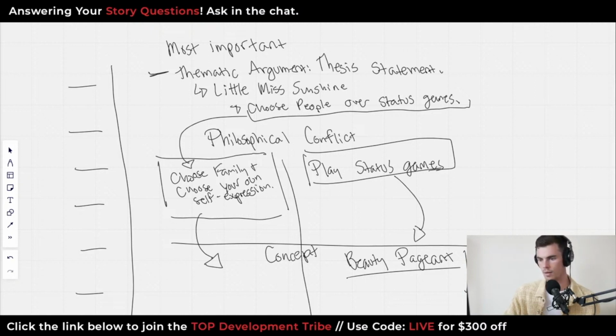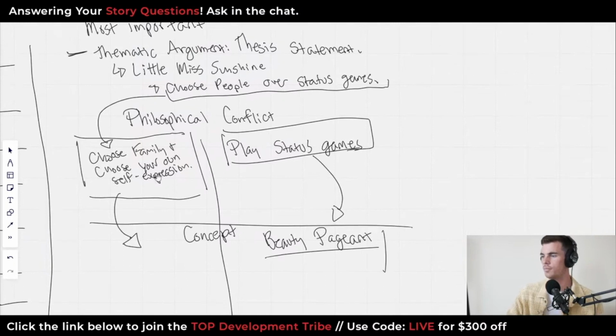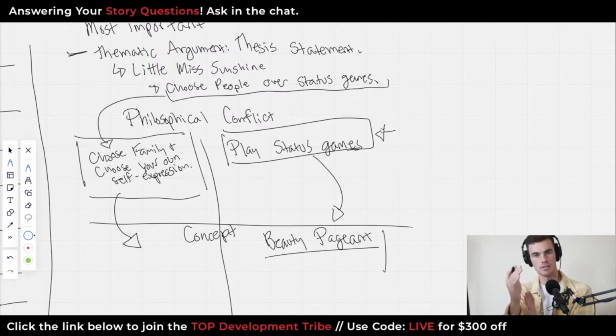Great. Okay. So what is this beauty pageant? The beauty pageant is an externalization of playing a status game, right? Status games are an idea. Don't play status games or play status games. That's an idea. Now, how do we take that idea and place it into a story very clearly?